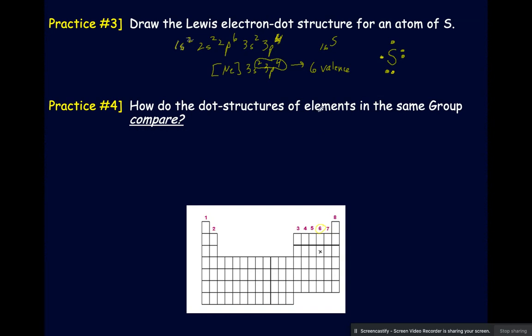Okay, how do the dot structures of elements of the same group compare? They are identical. Because why? Because they have the same number of what? Valence electrons. Okay, and that is your key behind that. All right, so really, really important that you know how to do valence electrons. That should make things kind of easier for you.